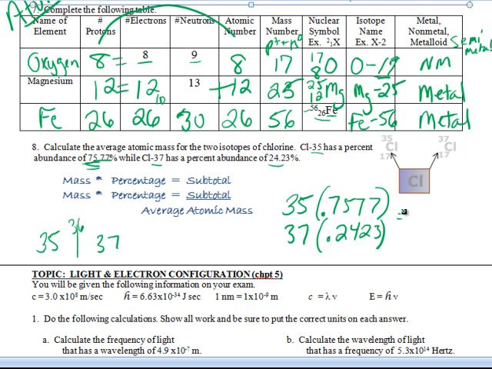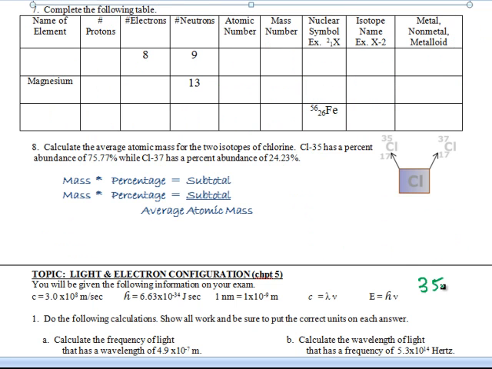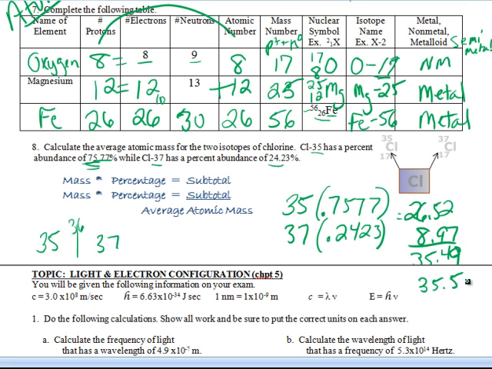So you multiply them and you get your subtotal. When you do that, you get 26.52 and 8.97. Add them up, you get about 35.49. And then when you look at that, you can just round to the tenths place like we typically do, 35.5. That's AMU if you're dealing with one. If you're dealing with a mole of them, it could be 35.5 grams.